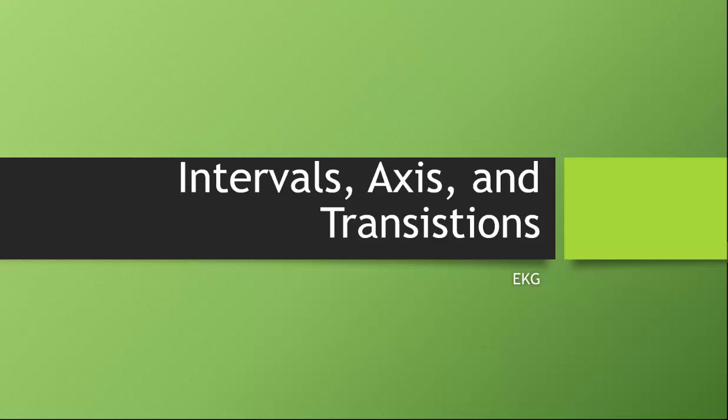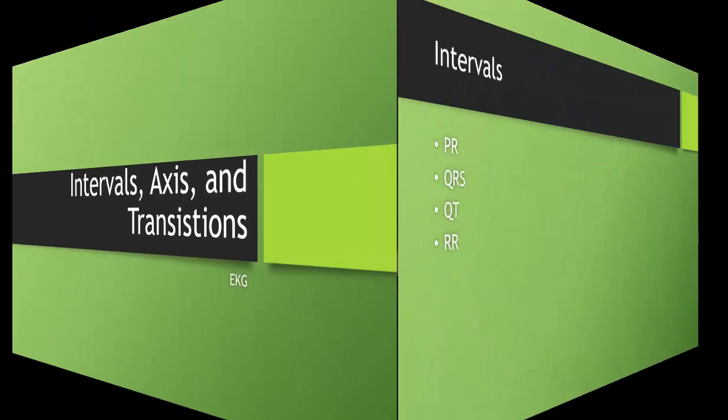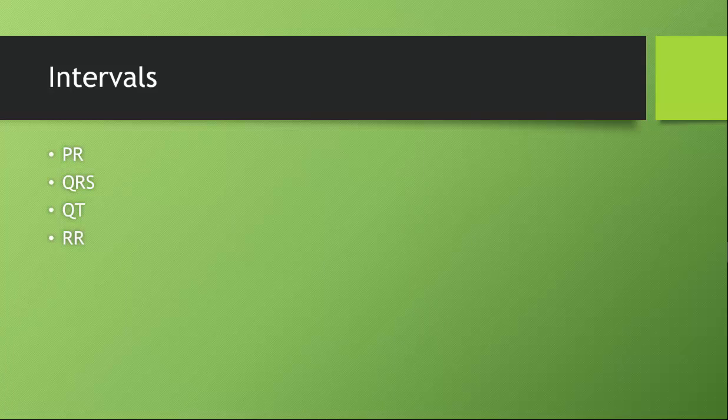In this training video, we're going to start off with a little review on intervals, move on to something new that can help you find some cardiac disease, including MI, and we'll study axes and QRS transitions. The intervals we are going to review today are the PR interval, the QRS interval, the QT interval, and the R to R interval.